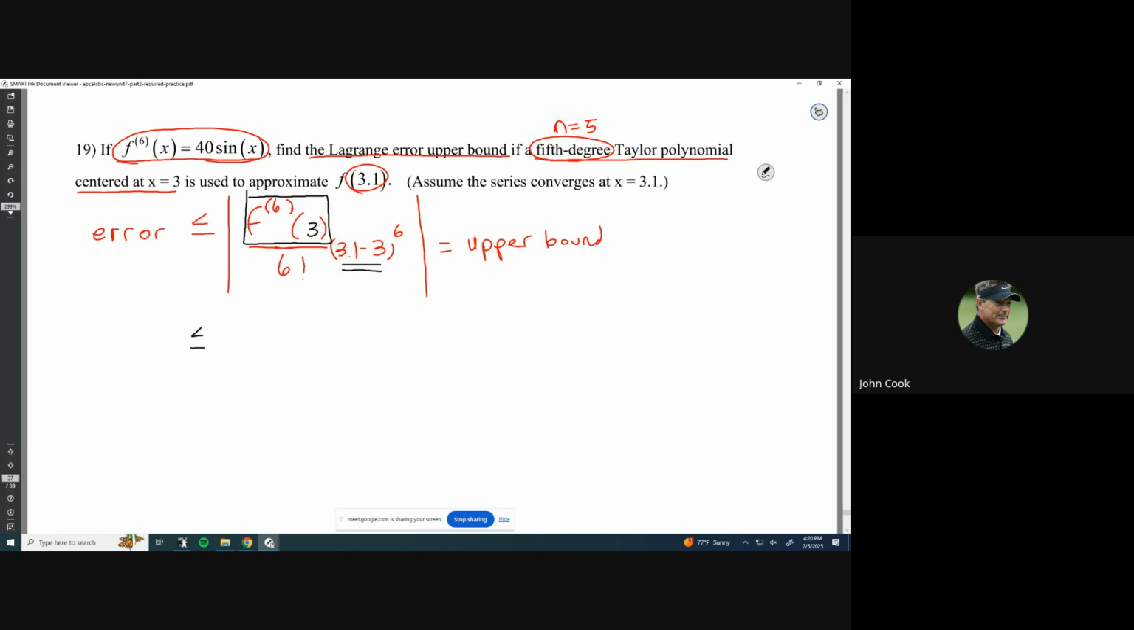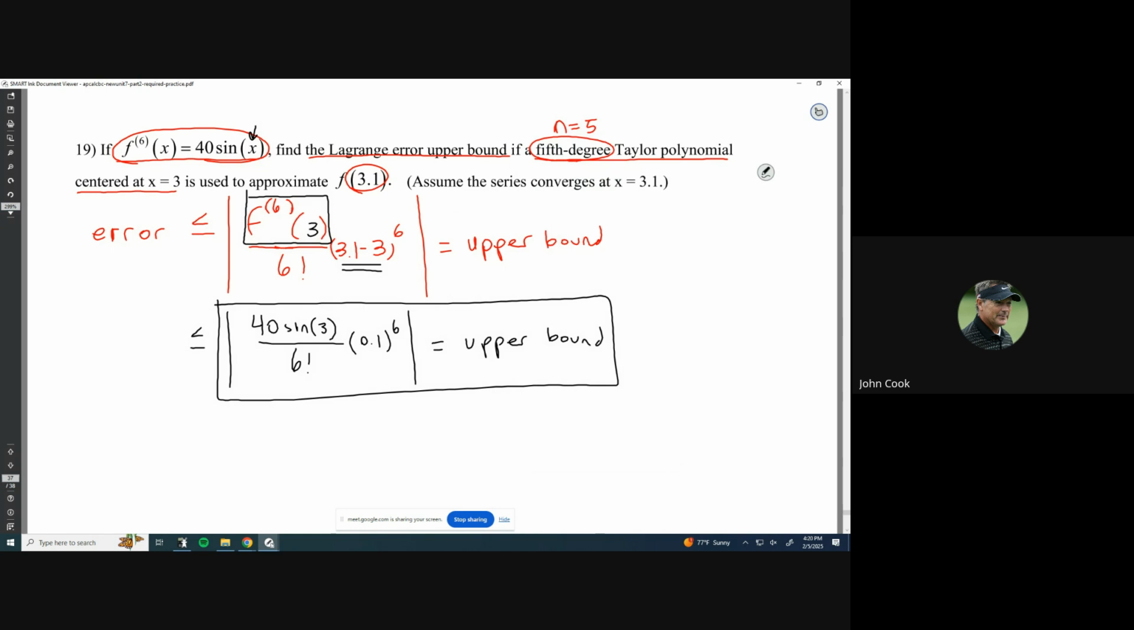So this is going to be the absolute value of f6 of 3. In other words, we plug in 3 in here. So 40 times the sine of 3 over 6 factorial, and then times 3.1 minus 3, which is 0.1, to the 6th power. And then this is calculator time. I don't know if that's going to be negative or positive, so I'll leave the absolute value on that. But that's going to be my upper bound. There you go. There's your answer right there. There's my upper bound.